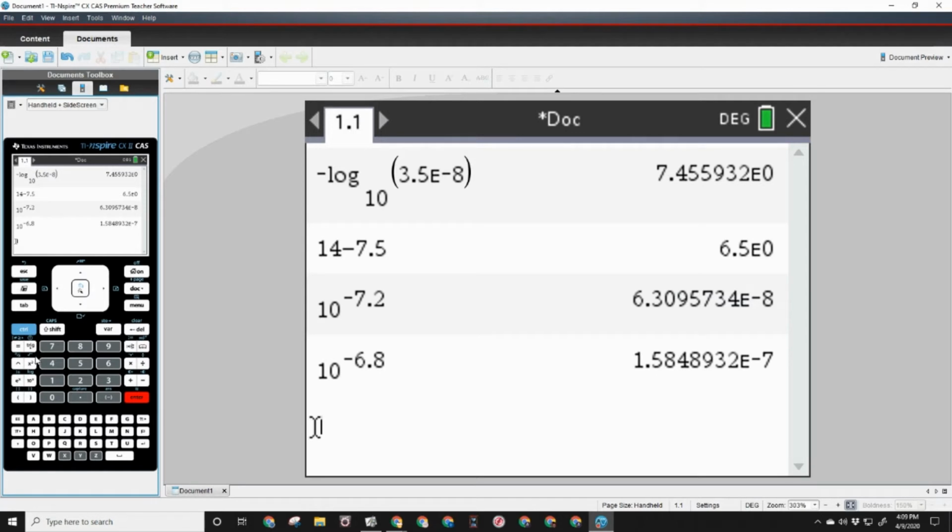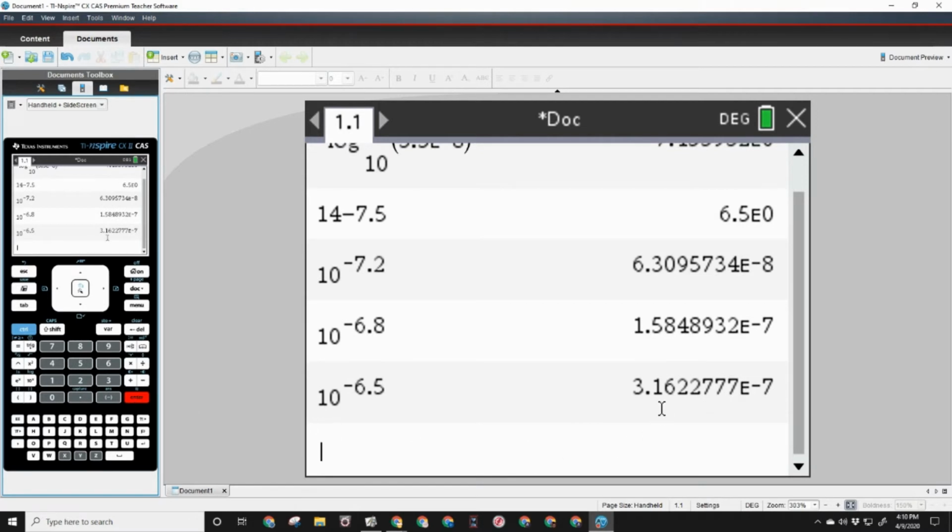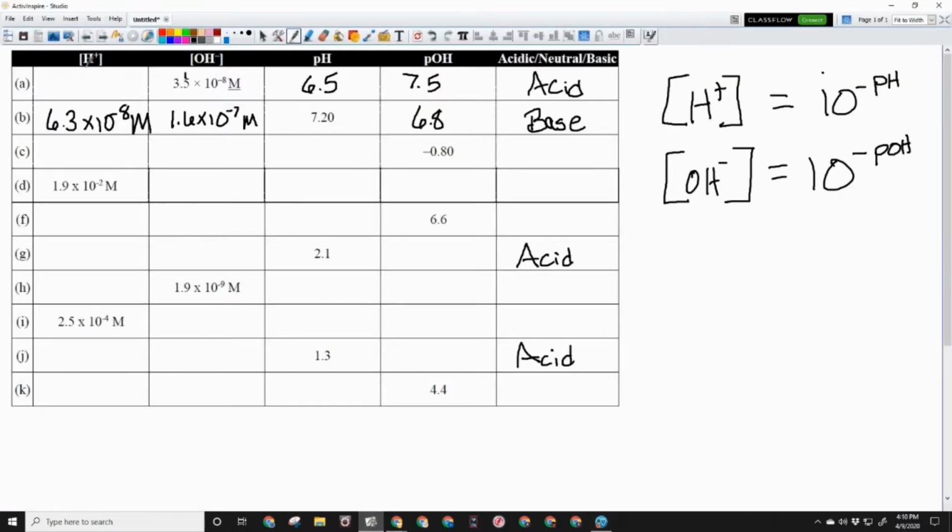Let's do it. 10 to the negative 6.5. That's 3.2 times 10 to the negative 7.